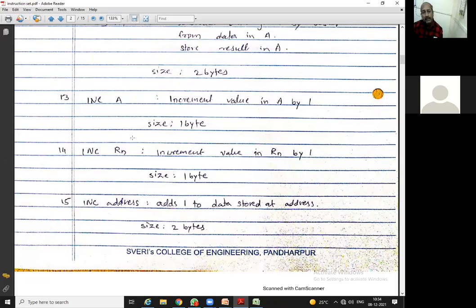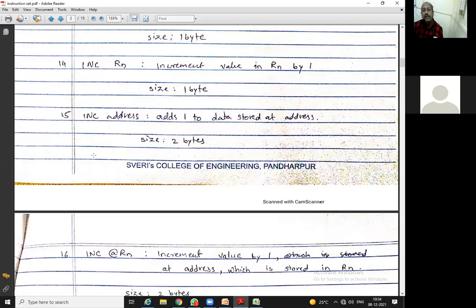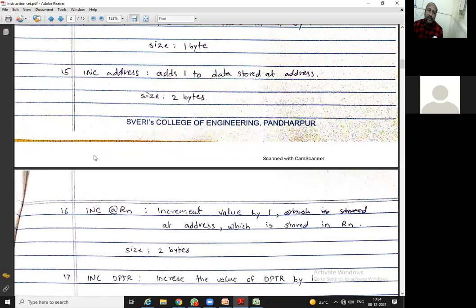Similarly, if the data we have stored in Rn, that is R0 to R7, that value is also going to be incremented by 1. That is INC R0, INC R1, like that. The instruction is there. Then similarly related to the memory address.